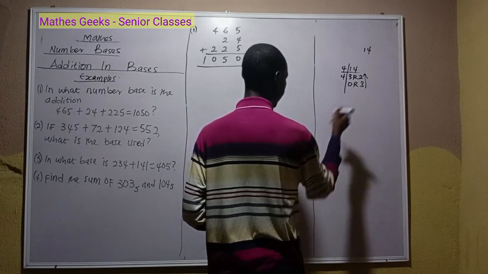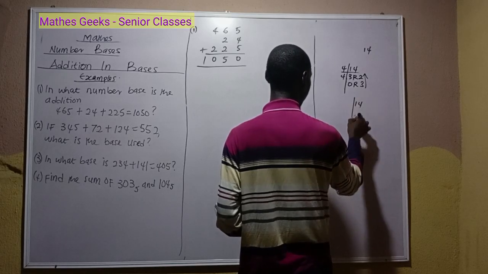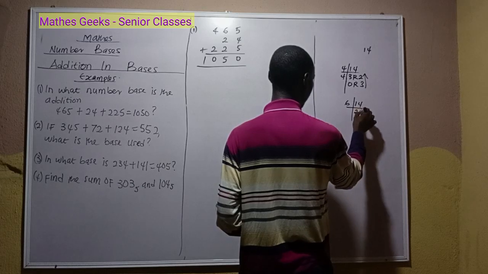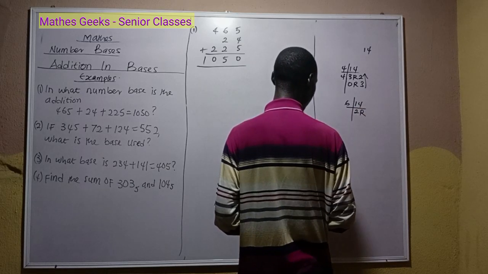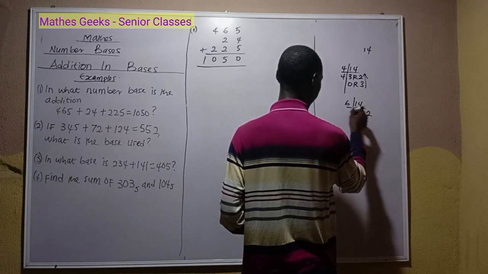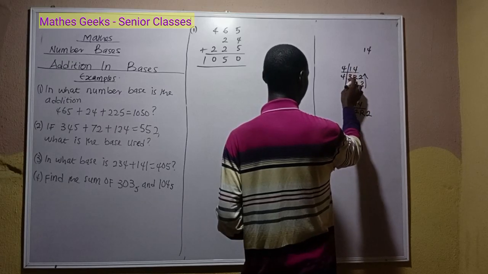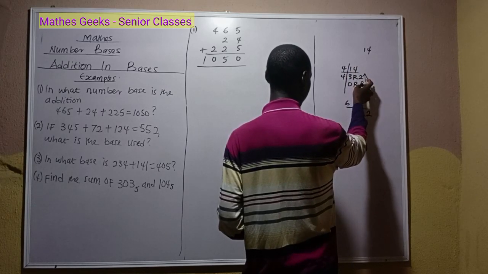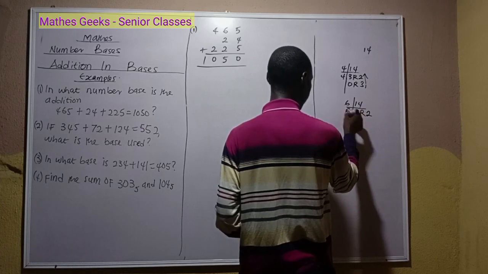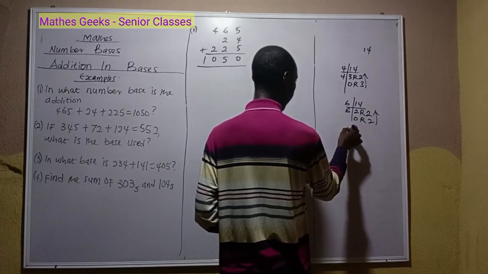So let me try base 6. 6 into 14 will give me 2, remainder 2, since 6 times 2 is 12. So the first digit is 2 again, it is 22. Then try 7.